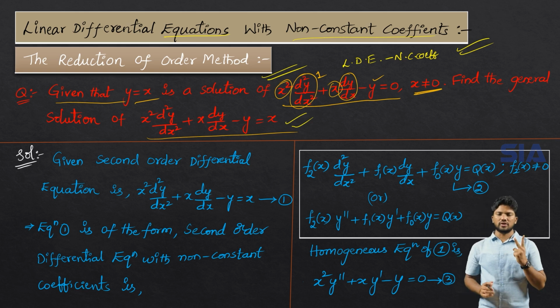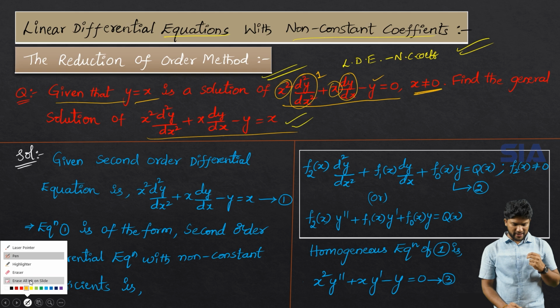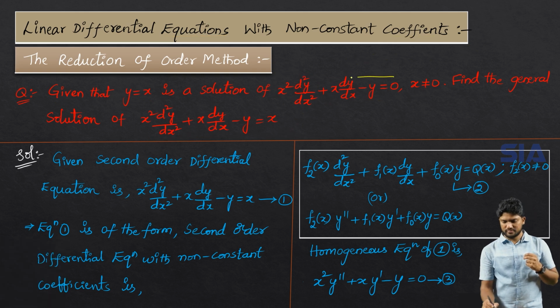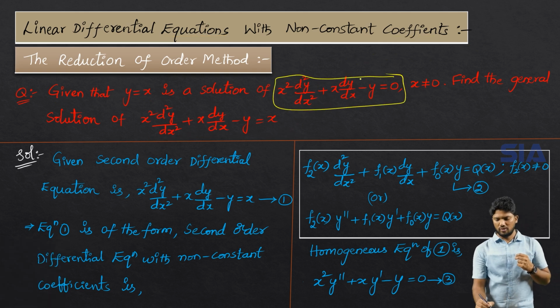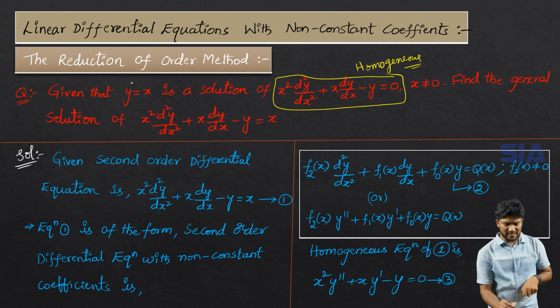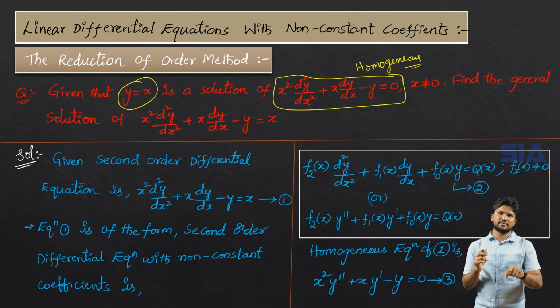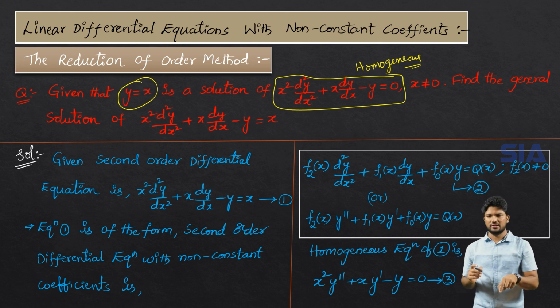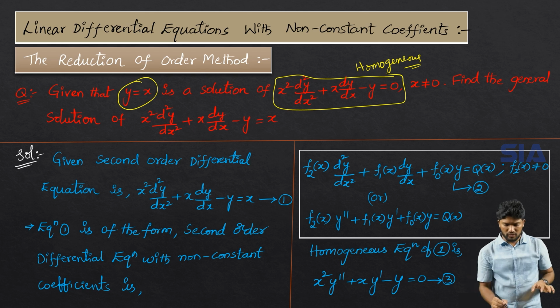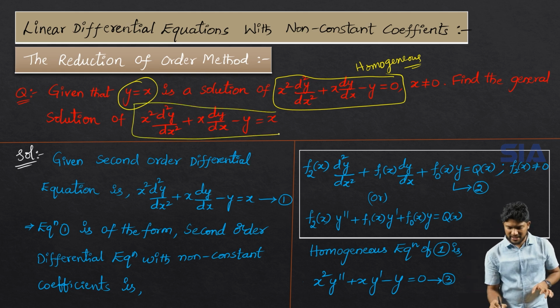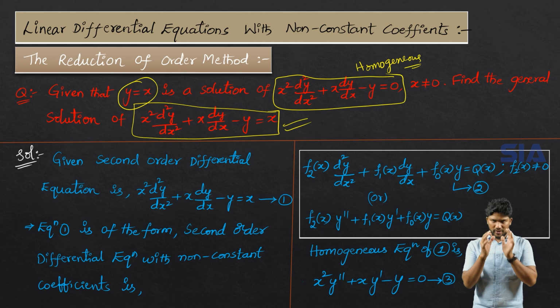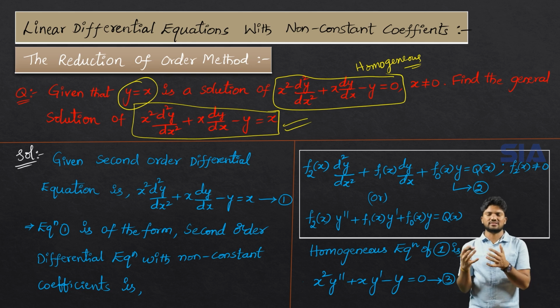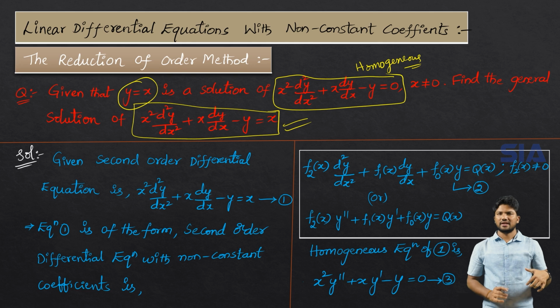In this problem, you have two differential equations. The first equation is a homogeneous linear differential equation. For this homogeneous linear differential equation, they are saying y is equal to x is a solution. Already y is equal to x is a solution for that homogeneous equation. Now with the help of that solution, we have to find the solution for the non-homogeneous equation. For the second equation, we have to calculate another solution, and that is called the general solution of the given differential equation.